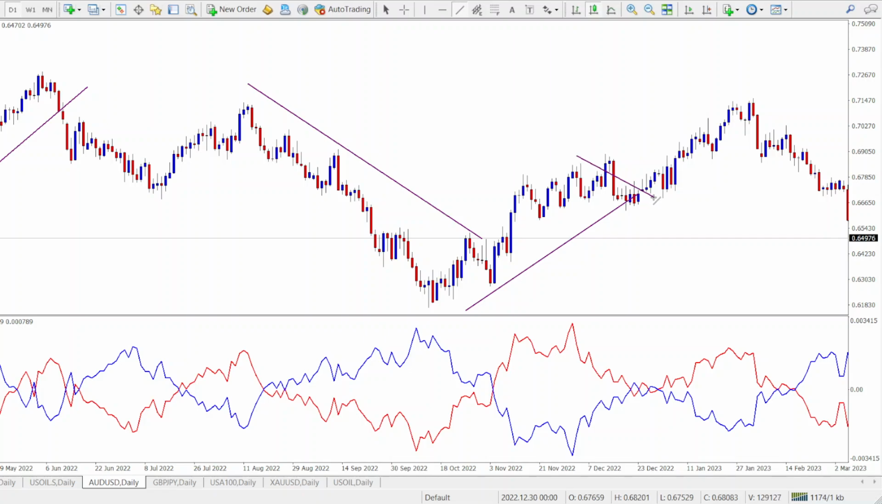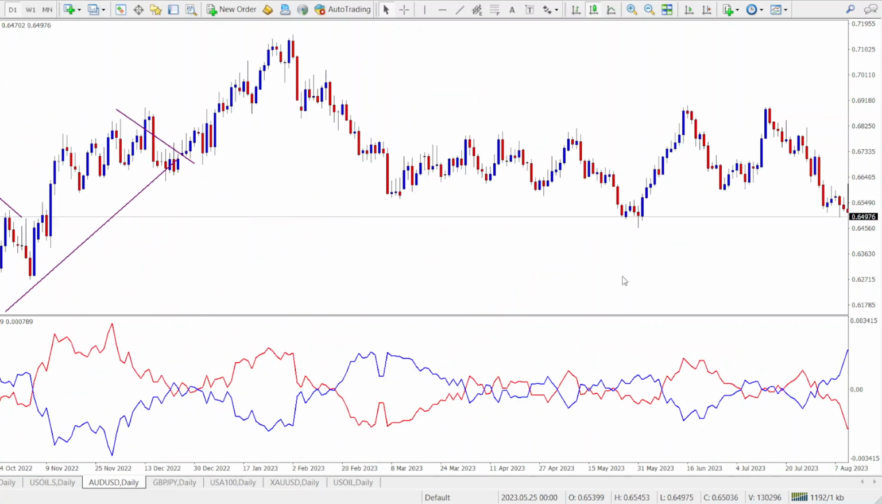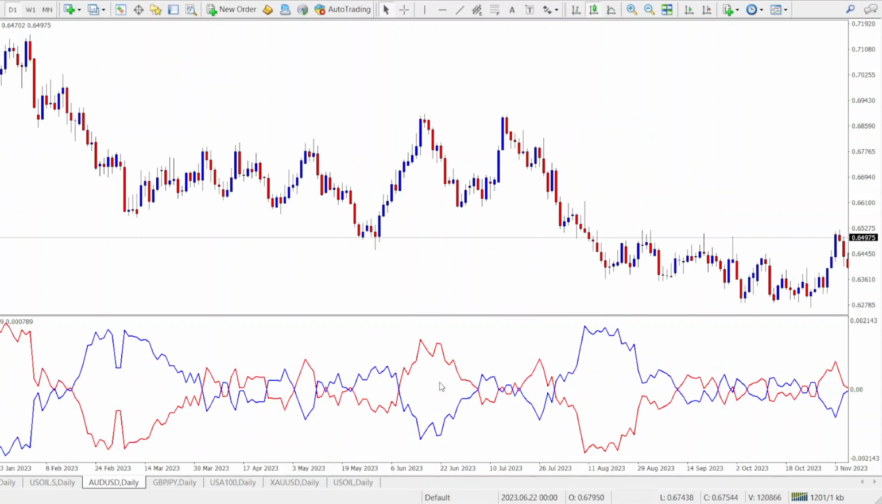In this case, the sell did not last long before there was a breakout. But ideally, when the red line crosses and goes up and starts coming down, it shows an incoming sell move. So basically, that is how to use this indicator.